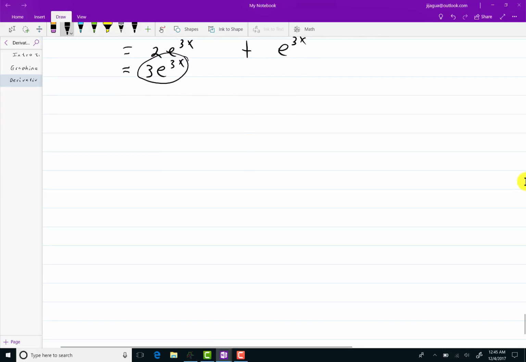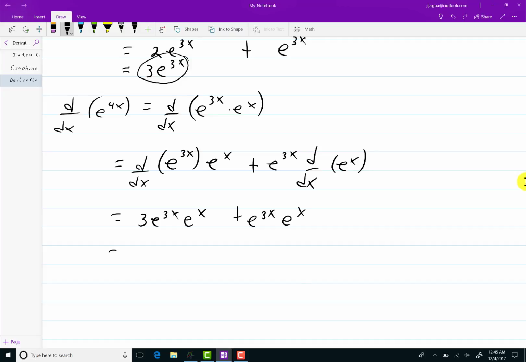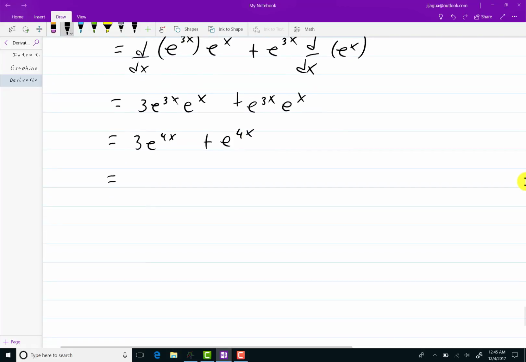So that's a lot of things you can do with this stuff. If I go d over dx of e to the 4x, I can rewrite it as d over dx of e to the 3x times e to the x, and then do just like I did before: d over dx of e to the 3x while I leave e to the x alone, plus e to the 3x times d over dx of e to the x. Now we just did the derivative of e to the 3x, that is 3e to the 3x times e to the x plus e to the 3x times e to the x. So you get 3e to the 4x plus e to the 4x, which, as you might have guessed, is 4e to the 4x. So you can keep doing this all day long.